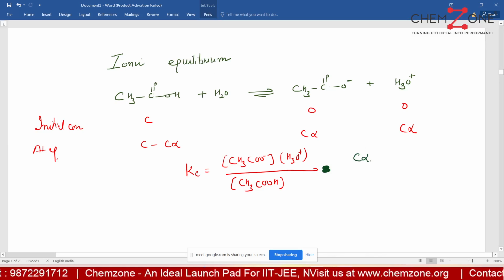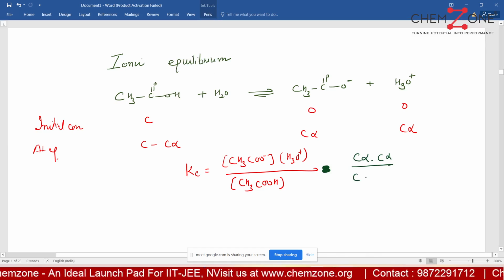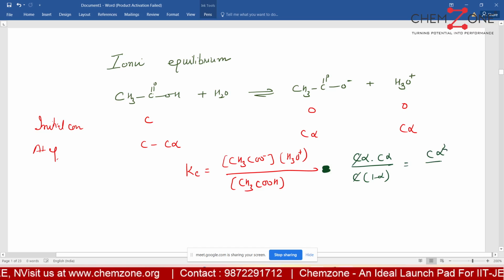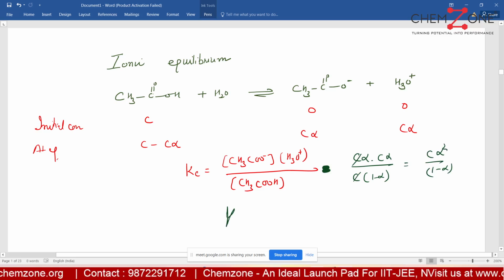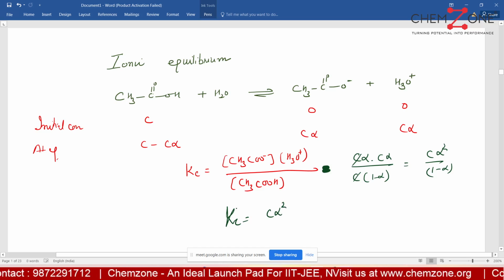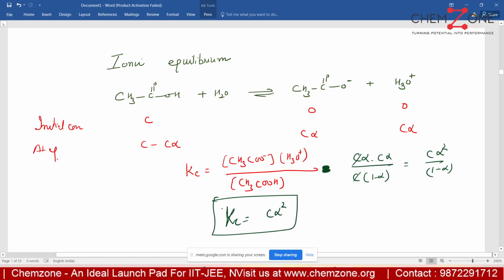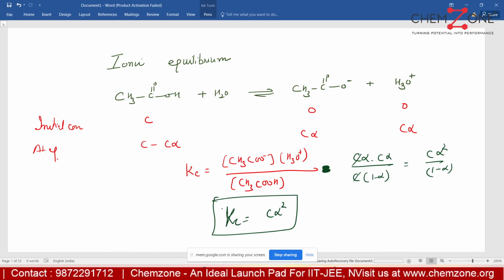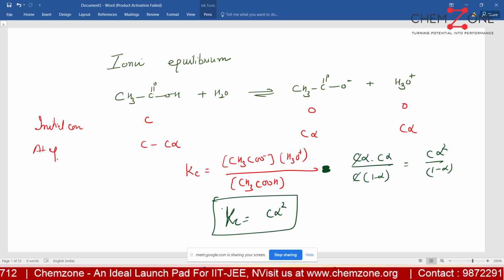So it is now equal to C alpha into C alpha upon C into 1 minus alpha. The C and C cancelled. It is now C alpha square upon 1 minus alpha. Or Kc is equal to now C alpha square. So based upon this, there will be numericals. Am I clear?